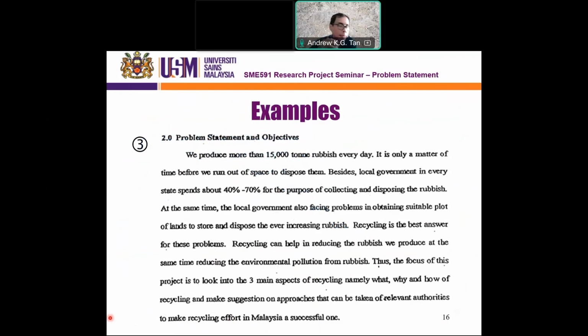Next, number 3, problem statement. The first thing that you see is the problem statement and objective together. First thing already, you know it is wrong because just now I told you, problem statement should stand by itself. Objectives will have another section, objective by itself, standing on its own. Because objective is what the study intends to do. Problem statement is identifying the problem if this study is not conducted. So once you look at it, you know it's a bad problem statement already because it combines problem statement and objectives.